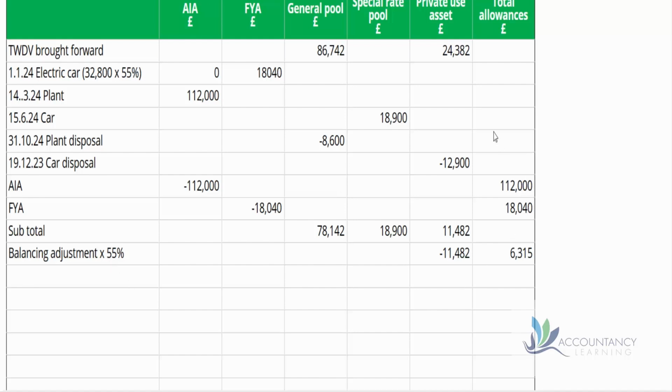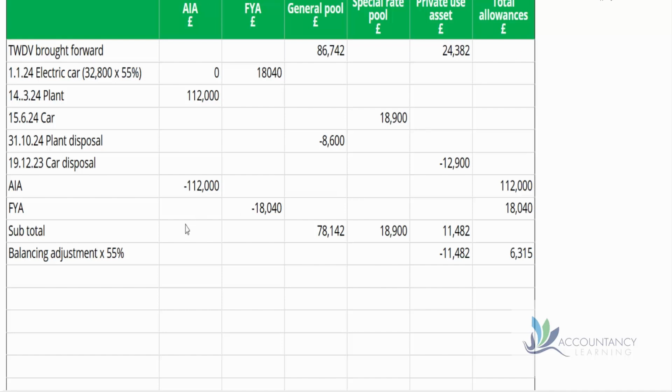So that's the 11,000 multiplied by the 55% business use. Now let's suppose that we sold this asset not for 12,000, but let's say 32,000. In that case, we'd be making a profit on disposal, and in that case, we'd have a balancing charge. So we'd have to pay a bit more tax then because we've got that profit on disposal. But in this case, we've not used all of the original cost in our capital allowances, so we get an additional allowance.